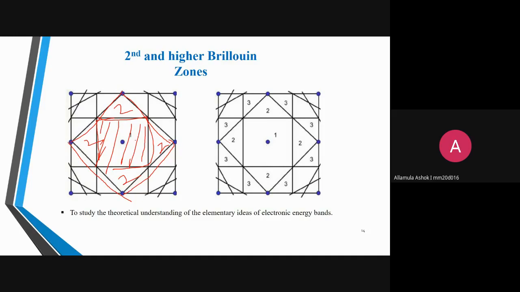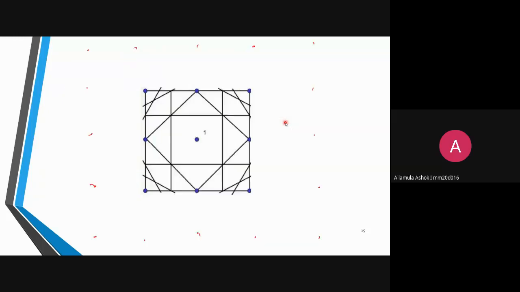Similarly, third and fourth. The third Brillouin zone is the area which is enclosed after the second Bragg plane and before the third Bragg plane. Similarly, third and fourth.